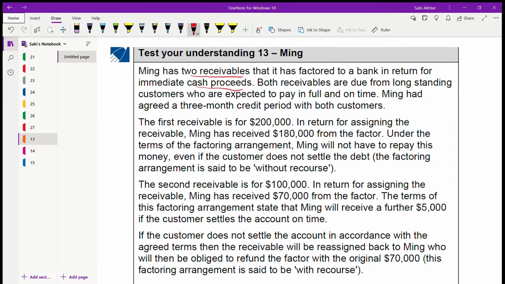That means you have to give them some cash. For that, some commission you have to give to the bank. So you are using factoring. Okay, I'm sure that you know what factoring is.